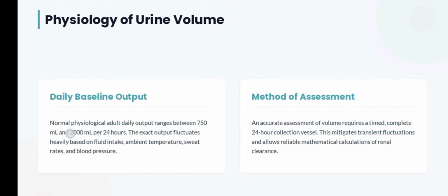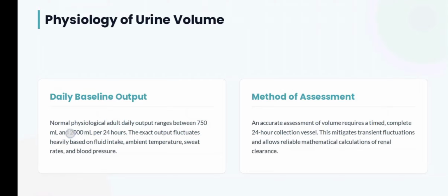Physiology of urine volume. Daily baseline output. Normal physiology: adult daily output ranges between 750 ml and 2000 ml per 24 hours. The exact output fluctuates heavily based on fluid intake, ambient temperature, sweat rates, and blood pressure. Methods of assessment: an accurate assessment of volume requires a timed, complete 24-hour collection vessel. This mitigates transient fluctuations and allows reliable mathematical calculation of renal clearance.